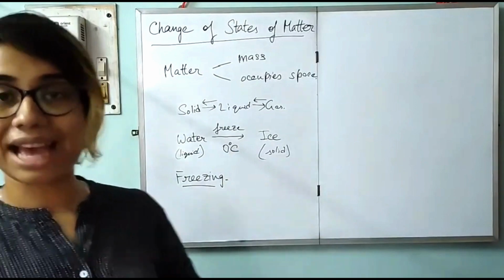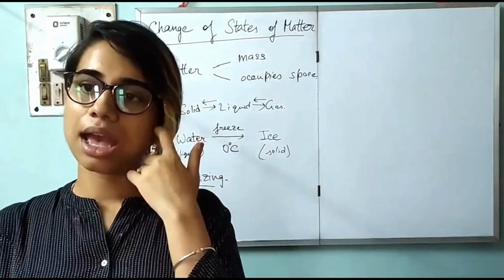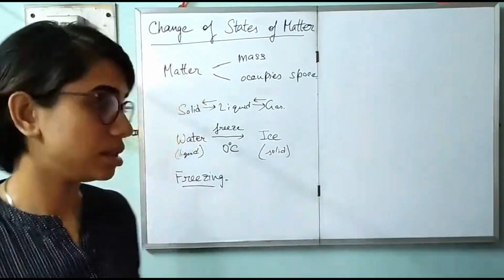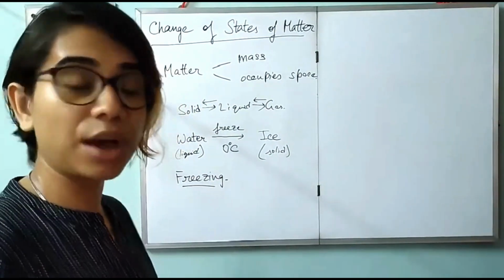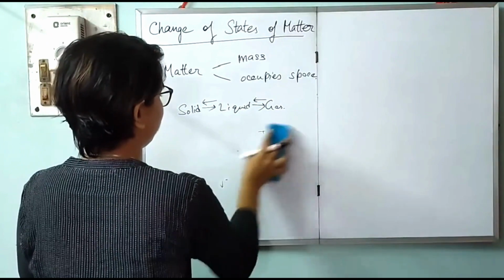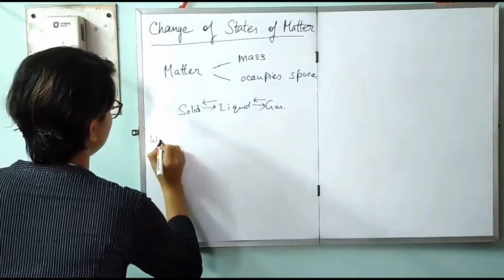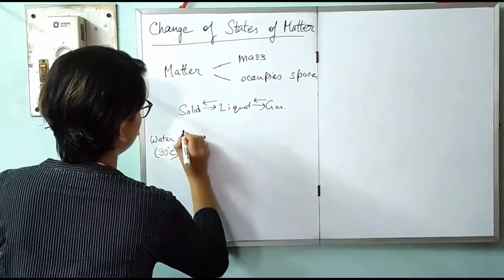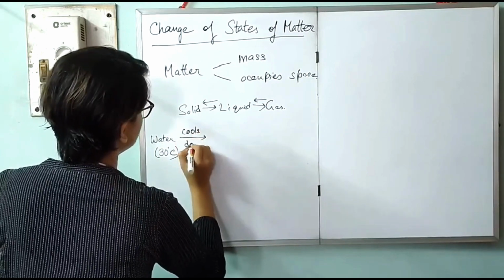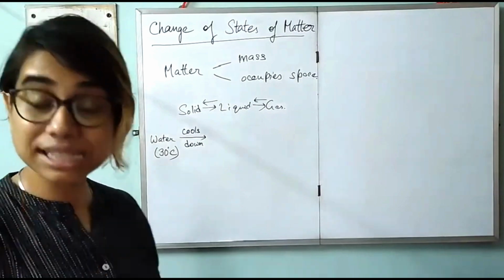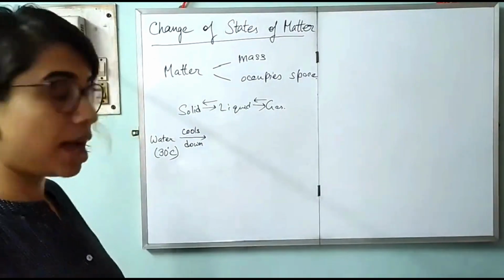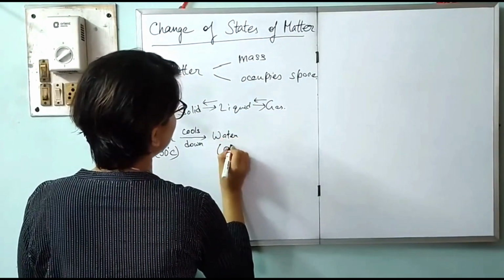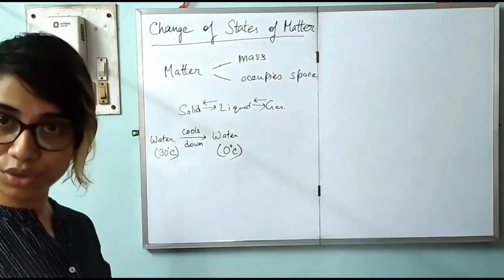Now always remember that suppose we have taken a glass of water and it is at room temperature, 30 degrees Celsius. Now we keep it in the freezer. So the temperature is lowering down, decreasing. So water at 30 degrees Celsius cools down. Because we have kept it in the freezer, the heat is being extracted from the water and it is cooling down. So now gradually the temperature will fall down to 0 degrees Celsius.